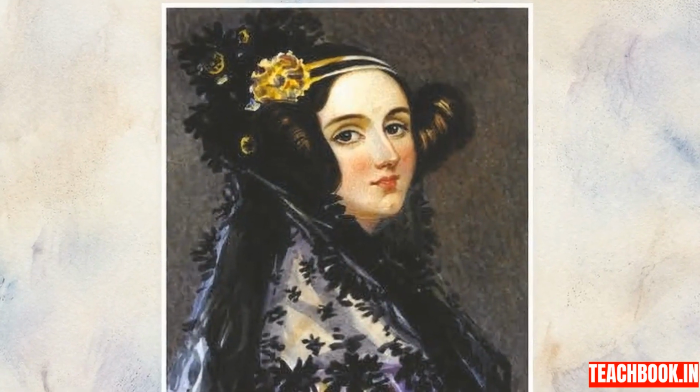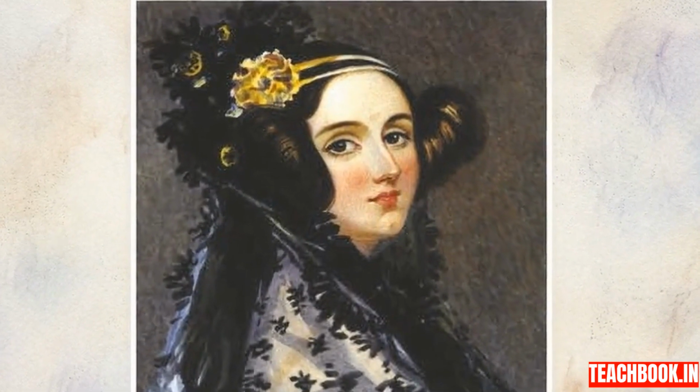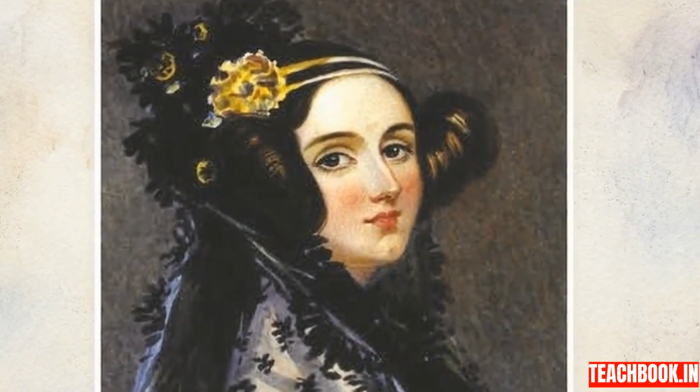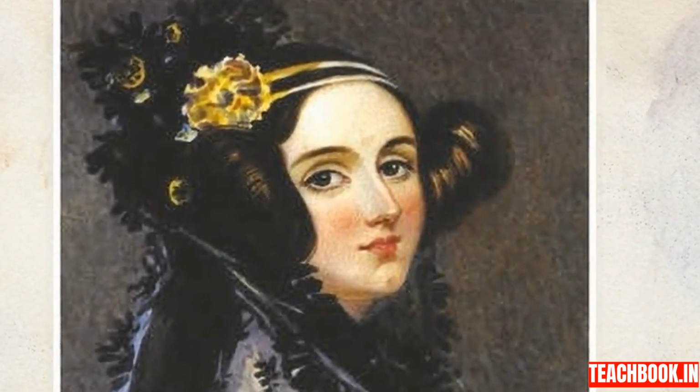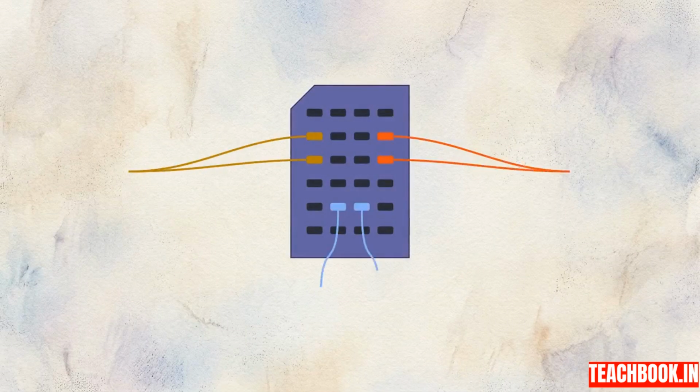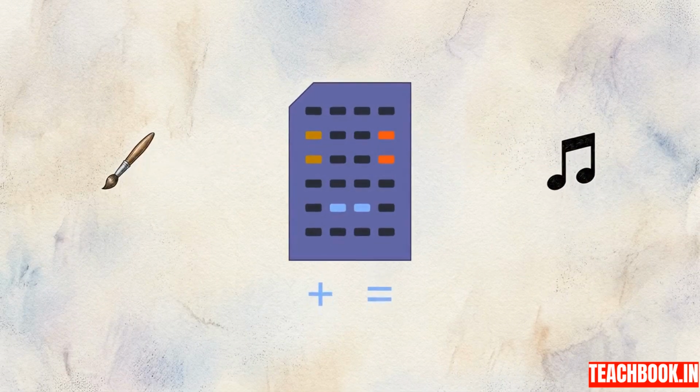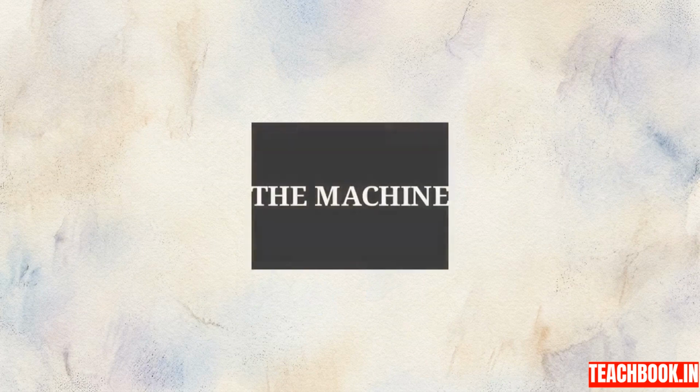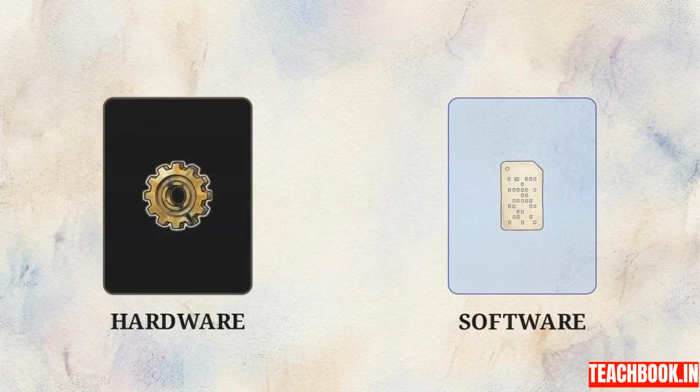Here is a portrait of Ada Lovelace, a mathematician who realized that if a machine could follow rules to weave yarn, it could follow rules to manipulate any logic, including music or art. By separating the physical machine from the instructions feeding into it, humanity established the blueprint for modern hardware and software.